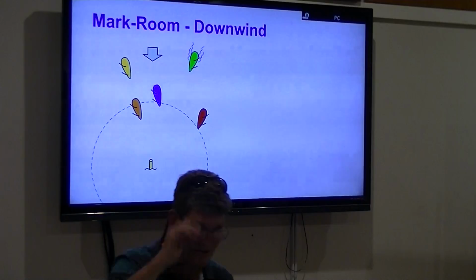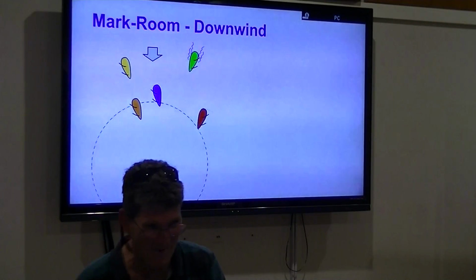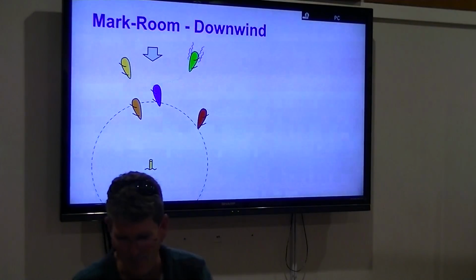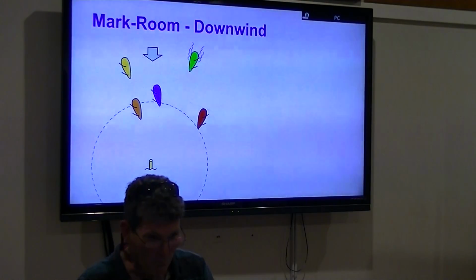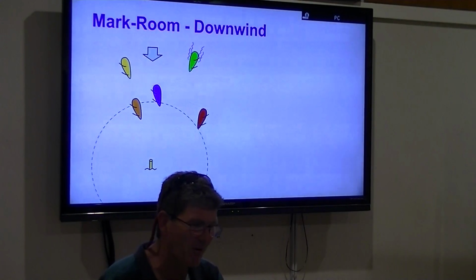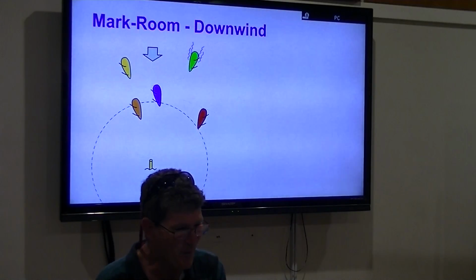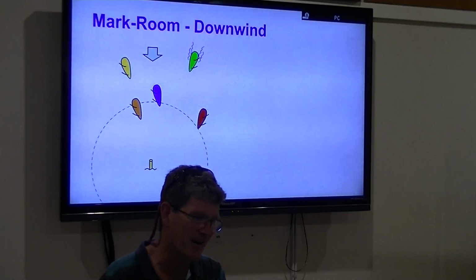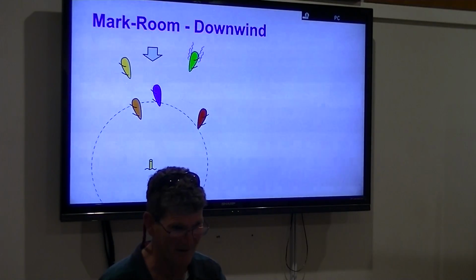Downwind. Graham's going to like this one. This rule, I know, winds Graham up immensely. But there is now help for this rule. This is the story of Poor Little Red. And this is our second last slide, I think. Poor Little Red is trying to get around this mark, and has stupidly not established an inside overlap.